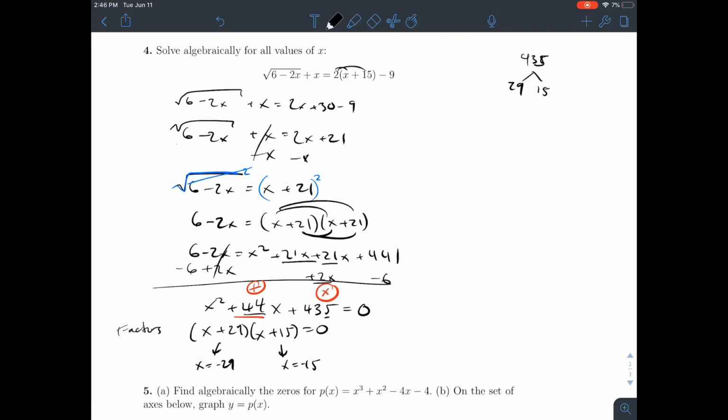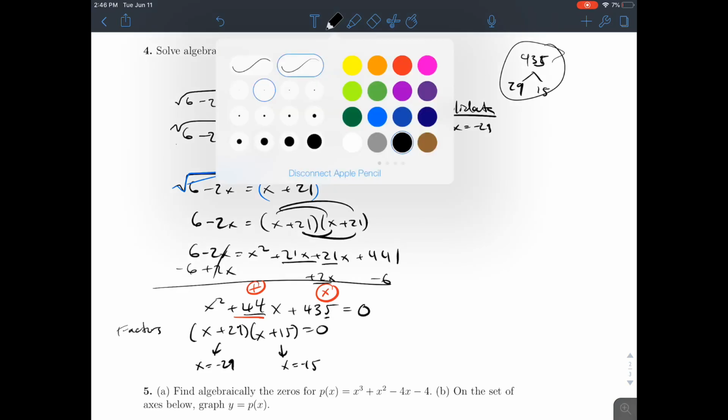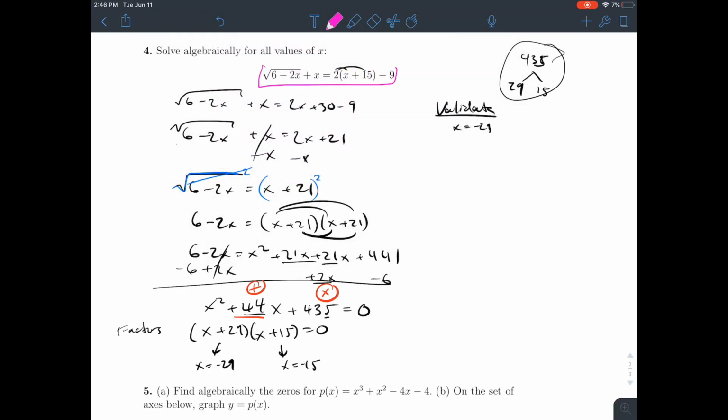So what I like about this problem so far is that it illustrates that factoring doesn't have to be done correctly the first time. You can test dividing by different numbers. Now, each one of these solutions needs to be checked because when you have square roots, you can have extraneous solutions. So to validate them, let's test out x equals negative 29 first. What's important now is that you plug this into the original equation.